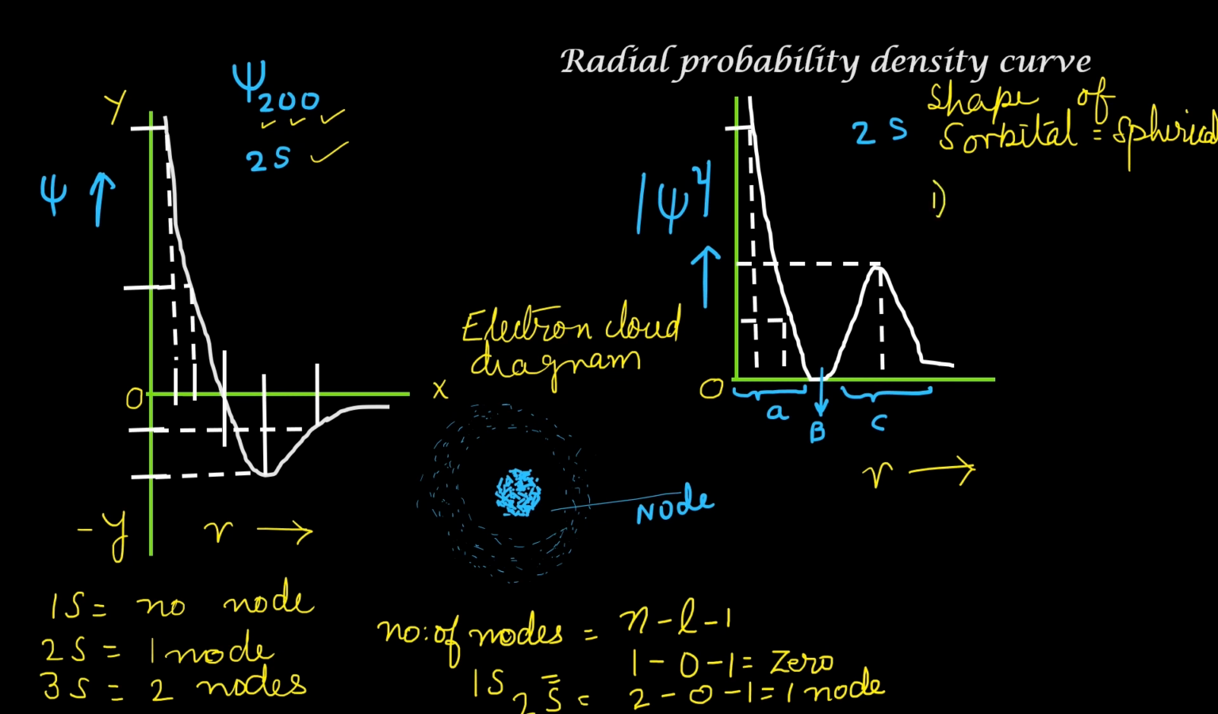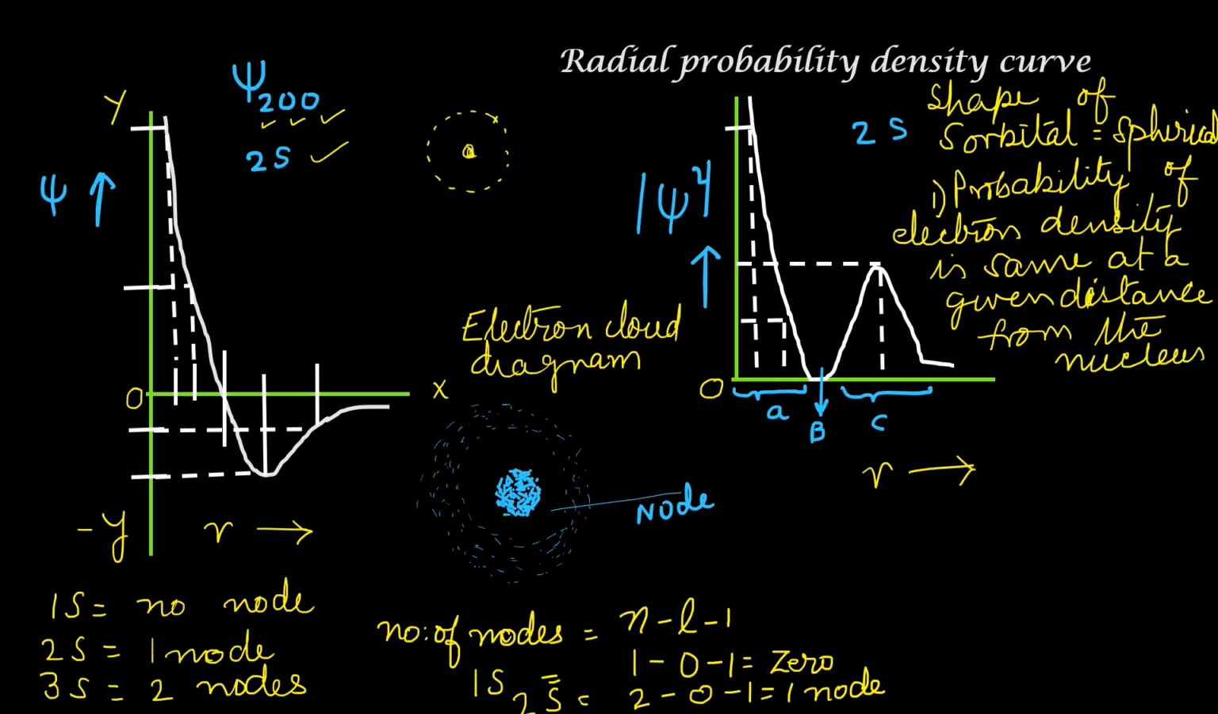One is that the probability of finding the electron in the s orbital at a given distance in all directions around the nucleus will be identical, in the form of a sphere. The probability all over this distance will be the same. That suggests that it is a sphere. I have noted that point here.